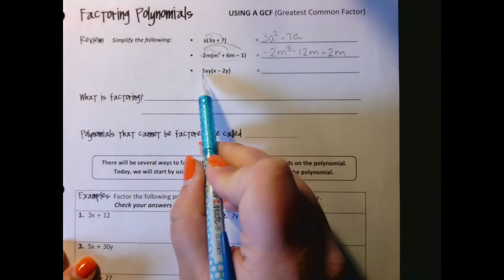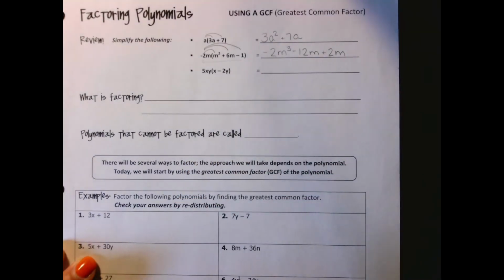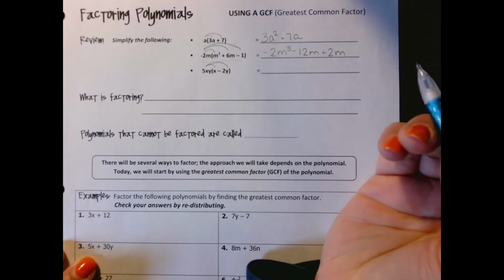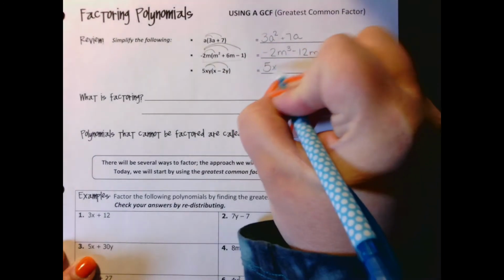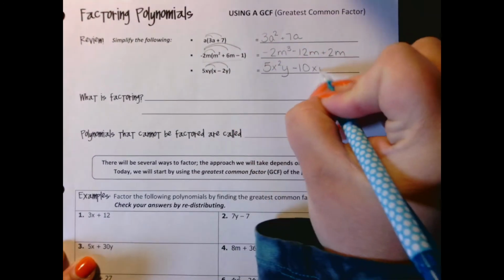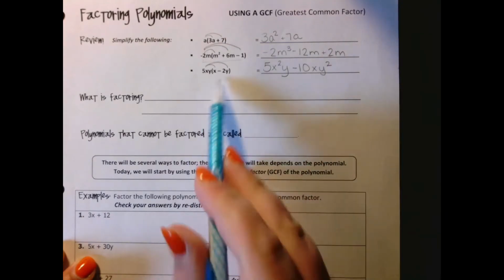And then lastly, I have 5xy times x minus 2y. So again, just distributing that out. So that's going to be 5x squared y minus xy squared. So that was when we were multiplying.